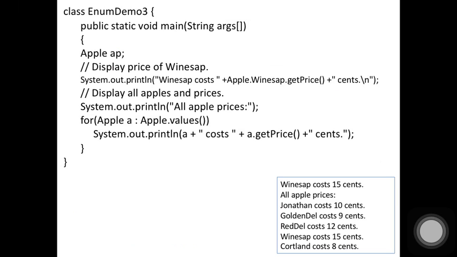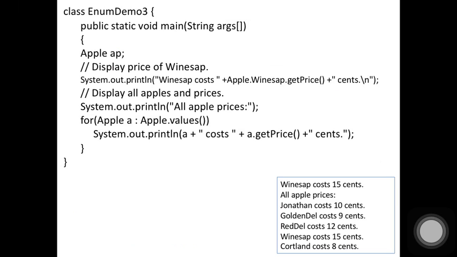So whenever you assign this Apple dot Winesap, the system will invoke the Apple constructor and assign the value p. The value is going to be assigned to price, and the price is going to be returned by means of the getPrice method. And inside the second System.out.println, I mention all apple prices, and I took a for each loop. Inside I'll define one variable a of type Apple, the enum type, and Apple dot values.